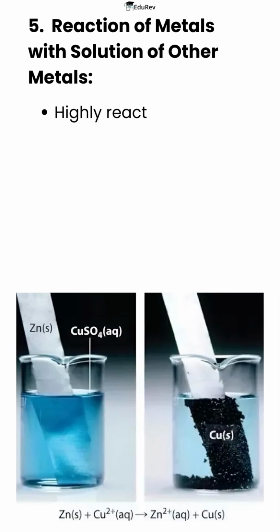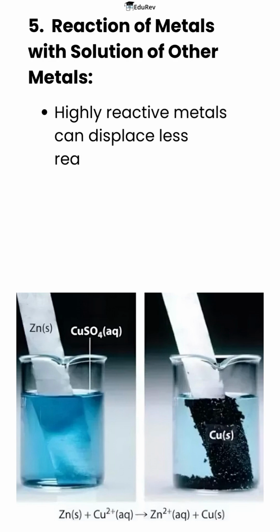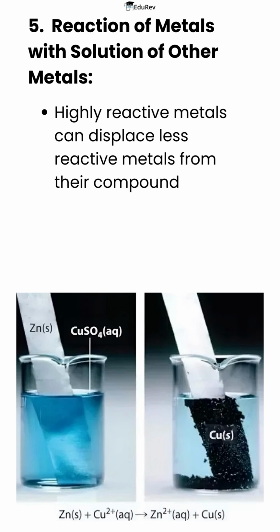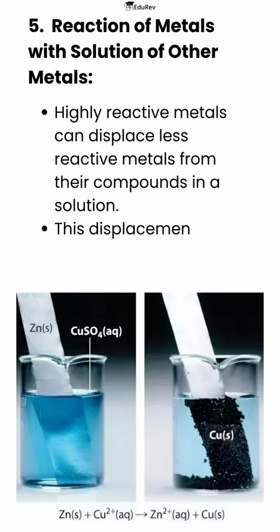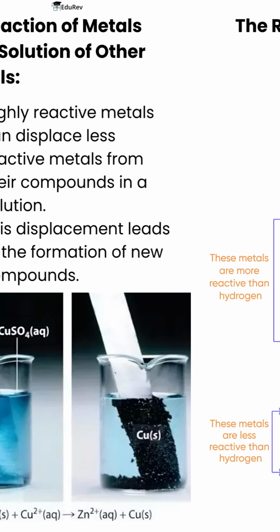Highly reactive metals can displace less reactive metals from their compounds in a solution. This displacement leads to the formation of new compounds. Example: zinc, more reactive than copper, reacts with copper sulfate solution, yielding zinc sulfate and copper metal.